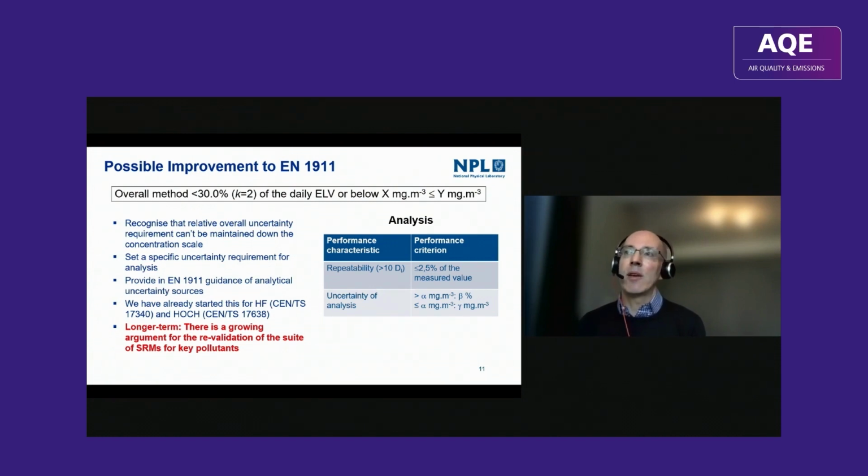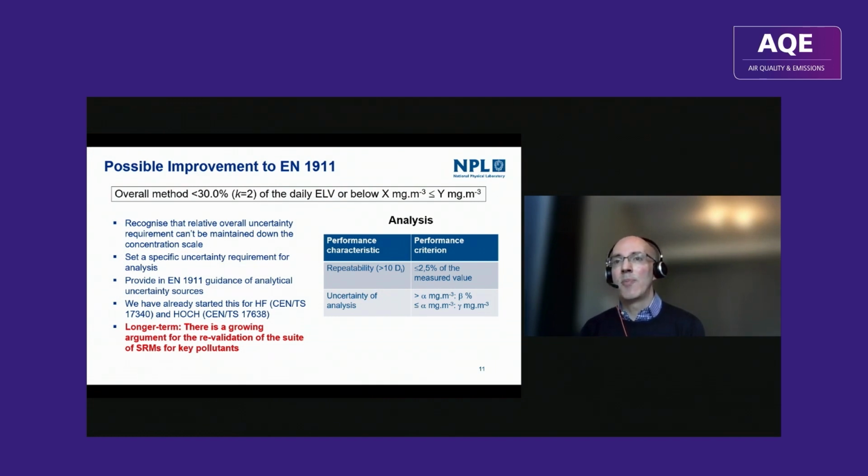So the changes that we might think about making for EN 1911 are, on an overall basis, perhaps to recognise that the relative overall uncertainty requirement can't be maintained all the way down the concentration scale. Rob Robinson talked about some of this this morning, where it's very clear that as you go to lower and lower concentrations, the percentage uncertainty blows up. So we ought to recognise that and give people targets that are realistic. And once we get below a certain threshold, move to an uncertainty requirement in absolute units that stays fixed.